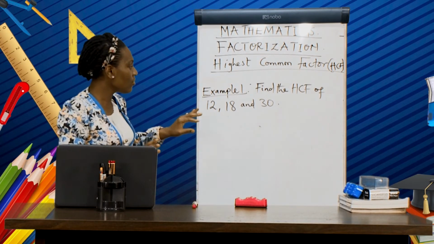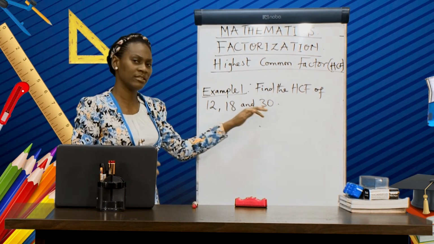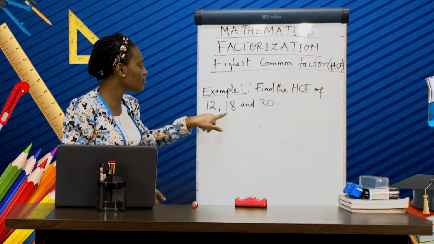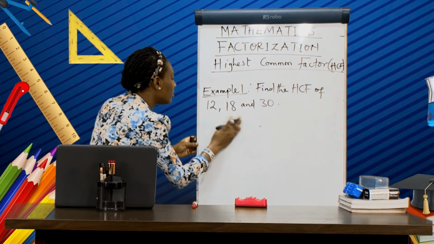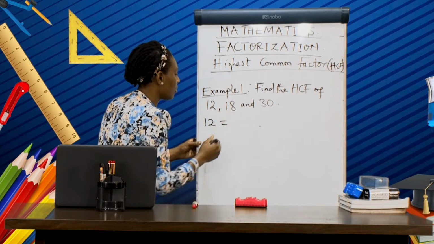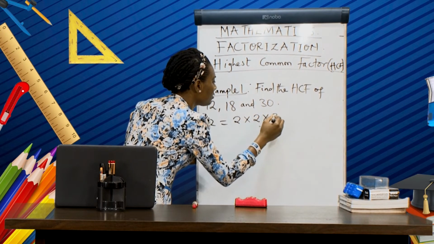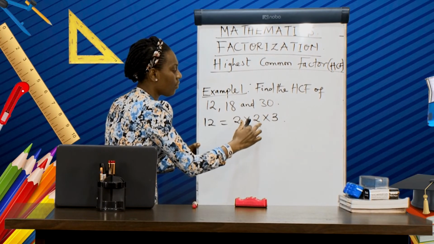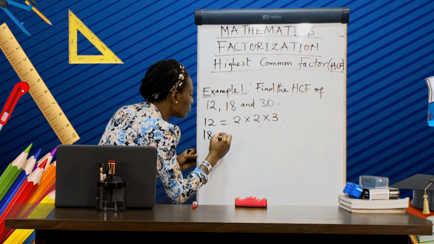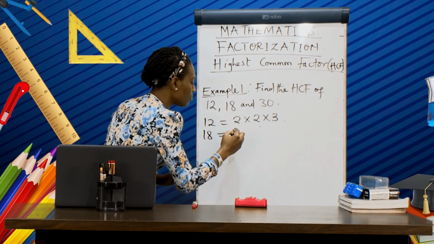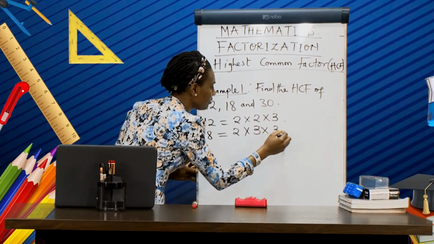Are we together? So here we want to look for the HCF of 12, 18, and 30. The first thing to do is to break each of these numbers down into their prime factors. So 12, if broken down, is equal to 2 times 2 times 3. 2 times 2 is 4, and 4 times 3 we know is 12. 18 can also be broken down into 2 times 3 times 3.